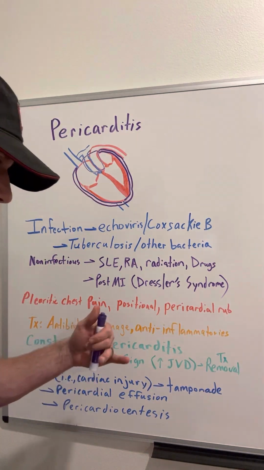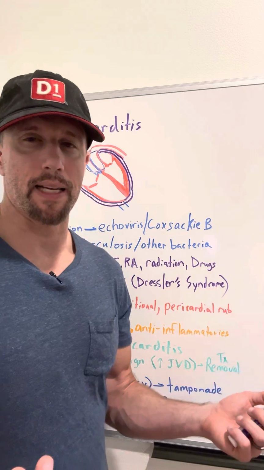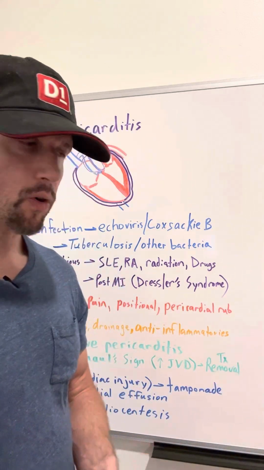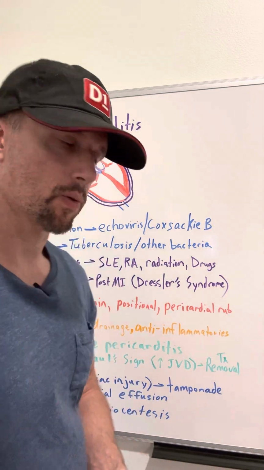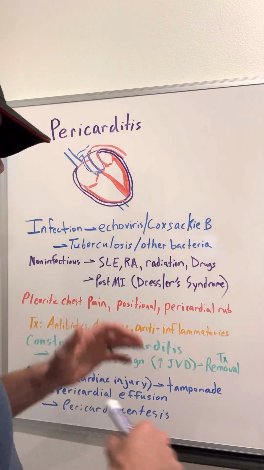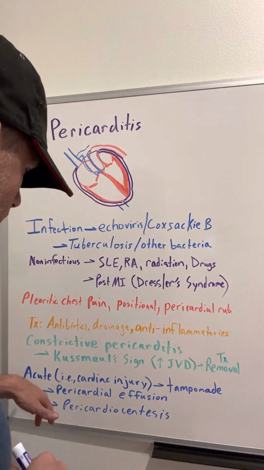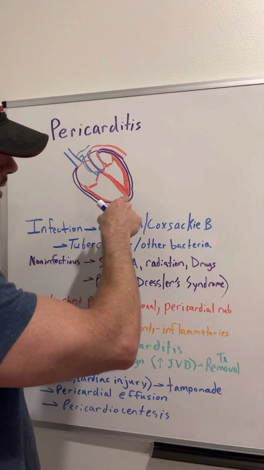Another treatment is just anti-inflammatories to decrease the inflammation. This might be some kind of NSAID like Advil, or it could be something like colchicine, another anti-inflammatory that's commonly used for pericarditis.